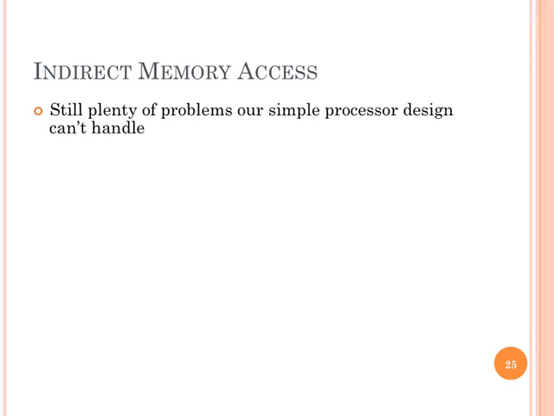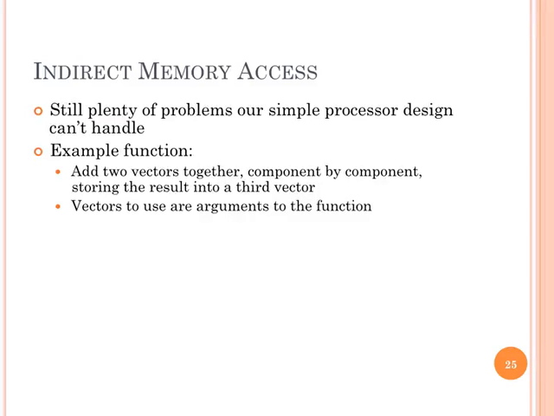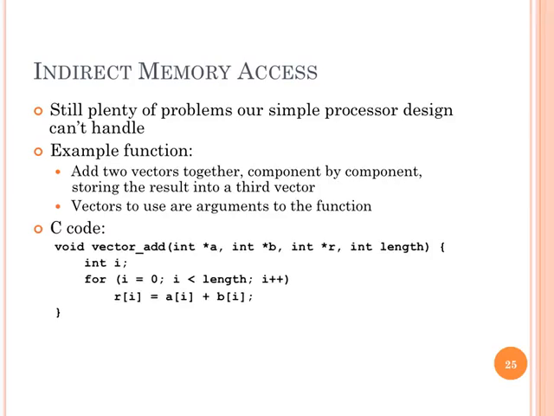Now there are other programs, like we have loops, and we're like, oh, we can write programs that have loops in them now. But there's other things that we can't do because our addresses are hard-coded into our instructions. So here's an example function. I want to write a function that takes 2 vectors as arguments, sums their elements into a third vector. I can't do this on my current processor because I only have direct memory access where I specify the address in the instruction. I don't have any kind of indirect memory access. Here's the code that you might write.